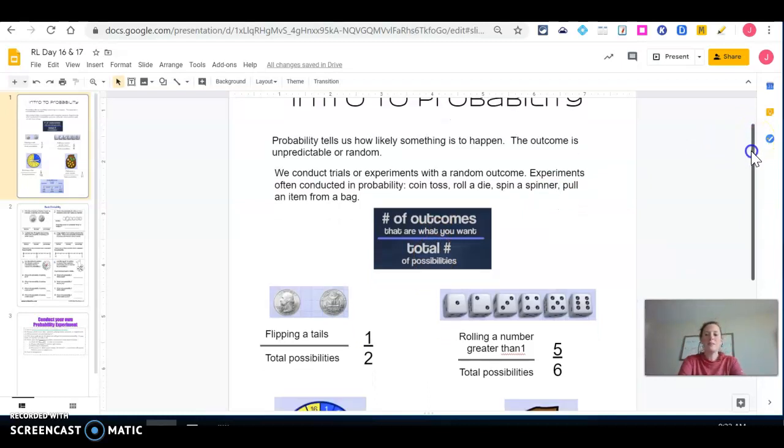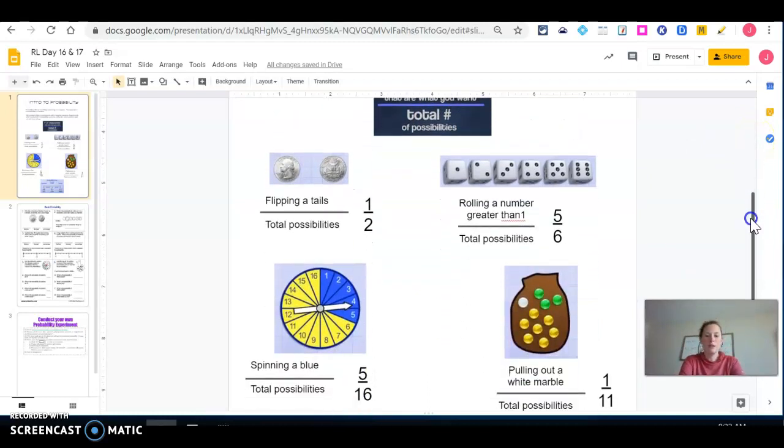So let's take some of those that I just showed you, and let's take a look at them. So when we are working with a coin, it is either going to be heads or tails. We know that, okay? So in this case, it wants to know what's the likelihood we're going to flip a tails. Well, there's only one tail, so the outcome is 1. It goes on top. The possibilities, there are 2 possibilities. It's either going to be heads or it's going to be tails. So our probability here is 1 out of 2.